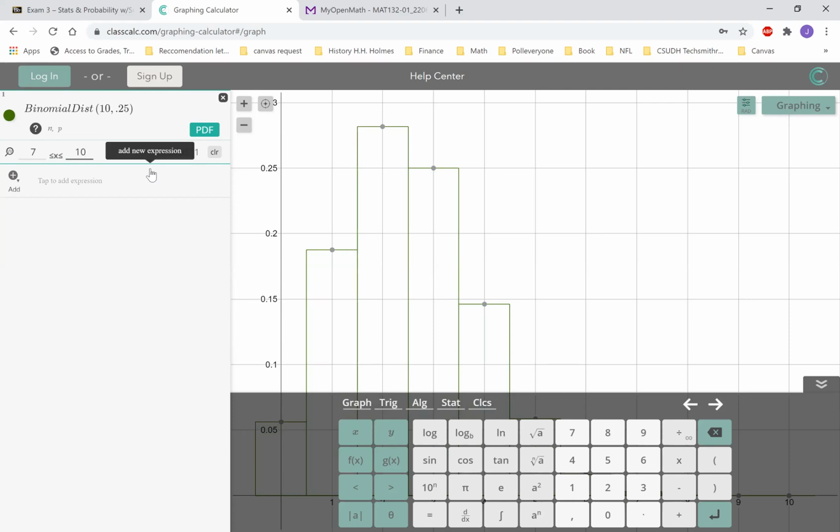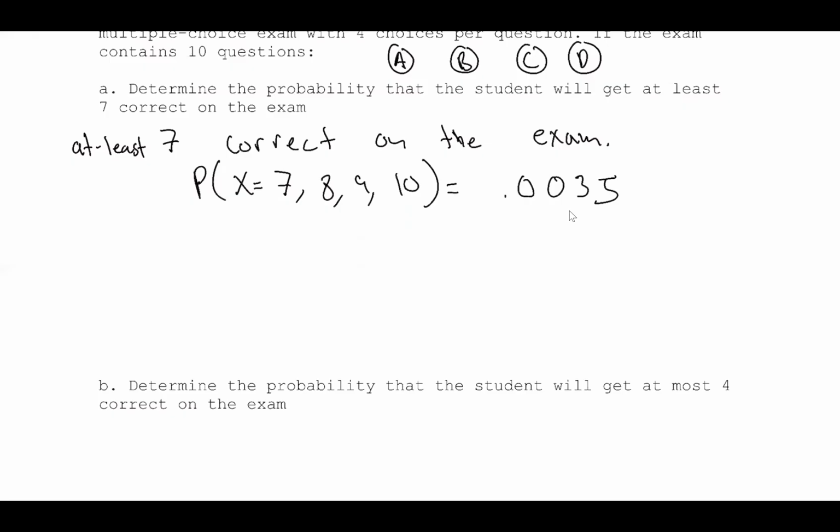And that will be your final answer for part A. Any questions for part A? All right, so let me switch back to my notes. That's the probability that a person guessing on this exam will get at least 7 questions correct. So not very likely.